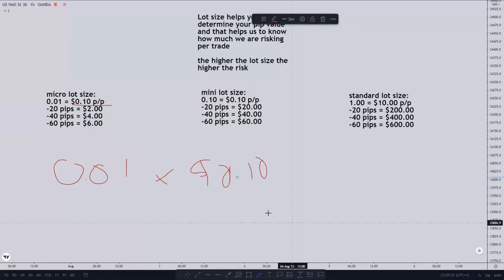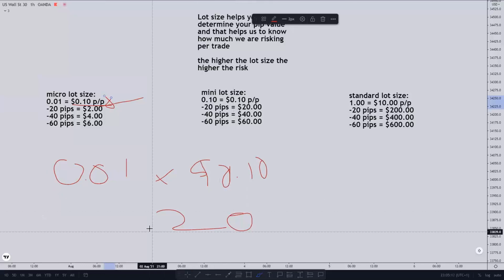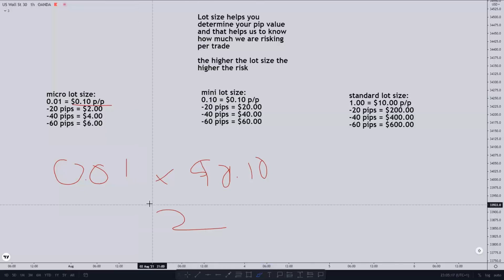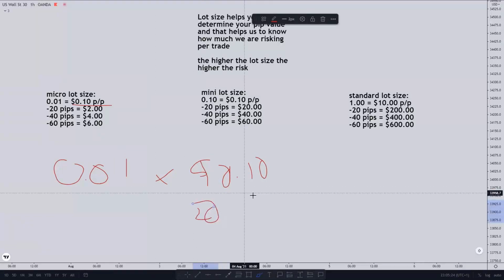So let's say now your stop loss is about 20 pips. So that means if it's 20 pips, your stop loss is going to be $2, right? If you get taken out, that means you're going to be losing $2, right? If you're taken out on a 20 pip stop loss, that means you are risking $2, guys, right? Because now your value is 10 cents per pip by using a 0.01 lot size, right?